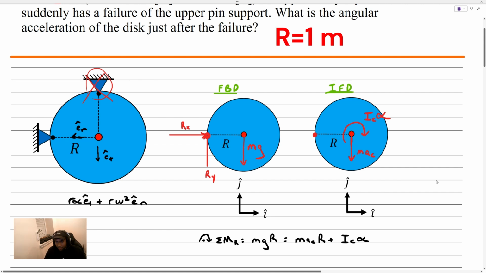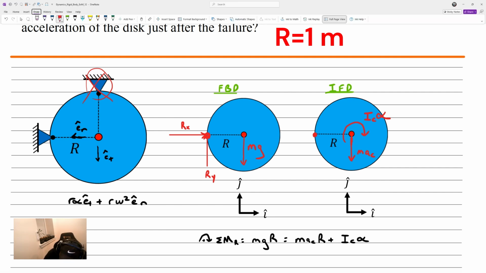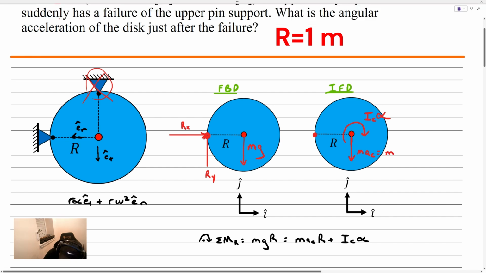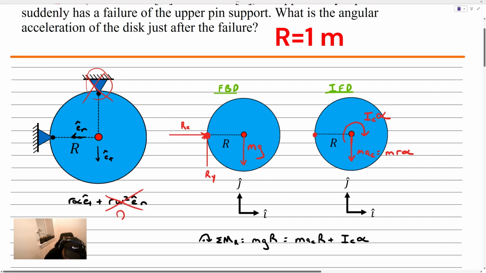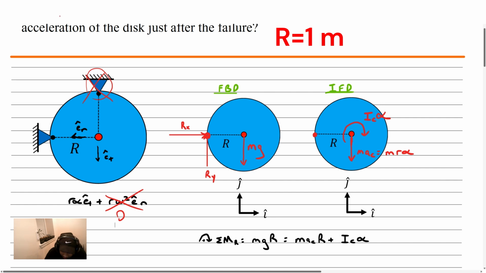Okay, now that we have some of that information, we can replace this mass times the acceleration of the mass center term with mass multiplied by r alpha. Note that at this instant, since this pin support just experienced a failure, there's no angular velocity, right? It was just still. The only thing that's going to happen is that it has an angular acceleration. But because it's actually not moving just at this instant, the omega is 0. So that means that this term right here is 0. We just have that r alpha term.